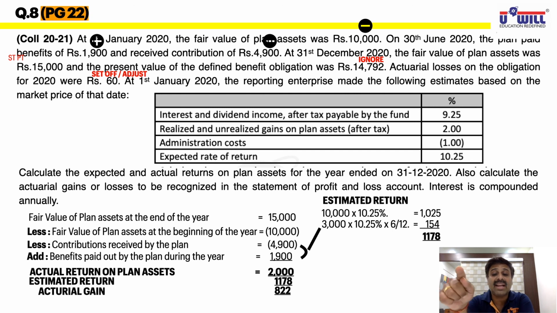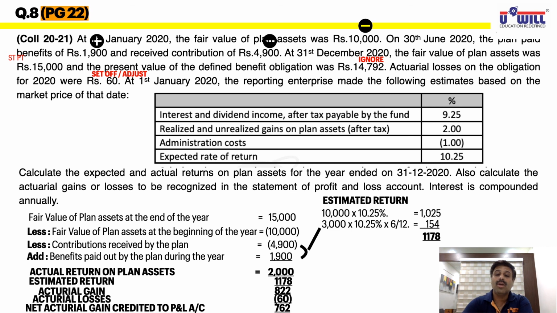Now in the first paragraph, there is an actuarial loss of 60 rupees to be set off and adjusted over here. From this 822, we will set off actuarial losses of 60 rupees. So what is the net actuarial gain to be credited to P&L account? 762 rupees. All of you pause the video and solve this example accordingly.